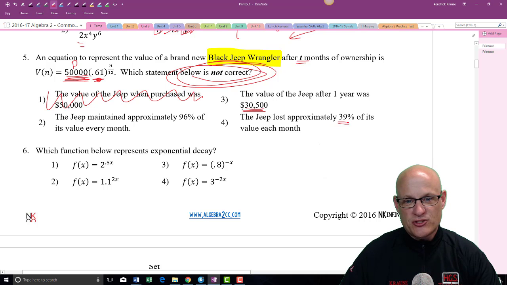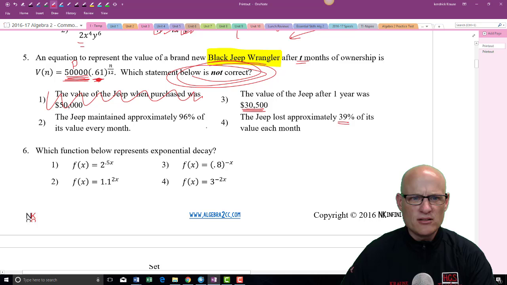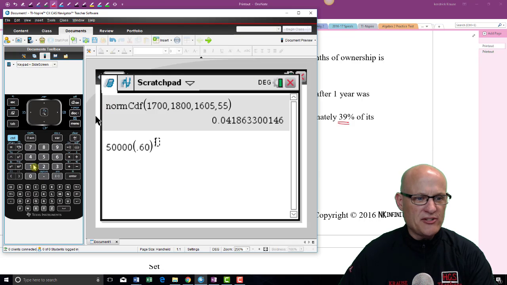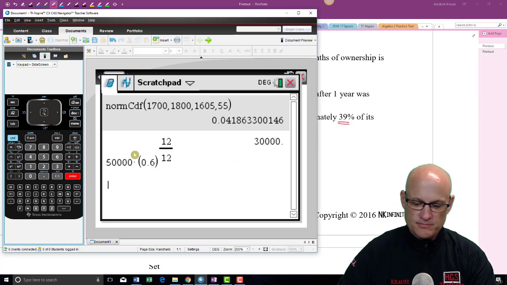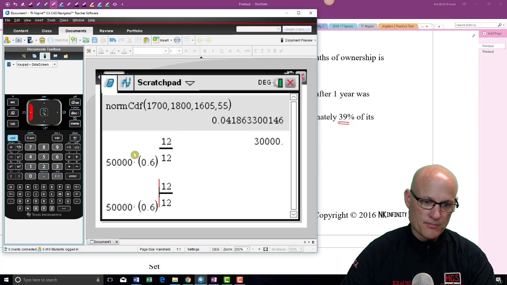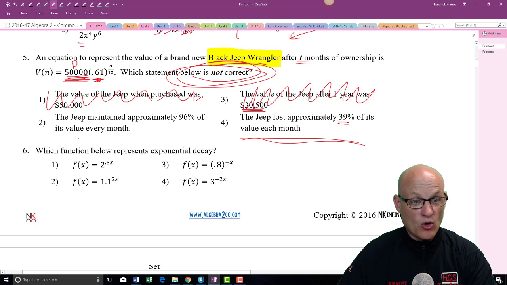I could probably figure out the Jeep after 1 year. So let's plug all this stuff in our calculator. 50 grand, parenthesis 0.61 parenthesis raised to the, now it's n over 12, so let's do 1 year, which would be 12 divided by 12. I probably could have just put 1 in there. After 1 year, it's worth $30,500.